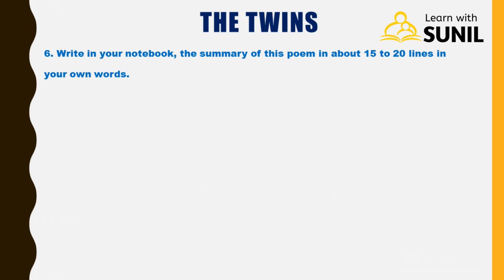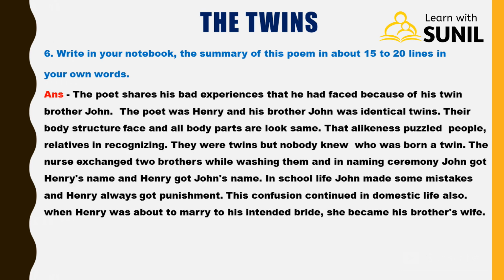Sixth question. Write in your notebook the summary of this poem in about 15 to 20 lines in your own words. Answer: The poet shares his bad experiences that he had faced because of his twin brother John. The poet was Henry and his brother John was an identical twin. Their body structure, face and all body parts look the same. That alikeness puzzled people and relatives in recognizing them.